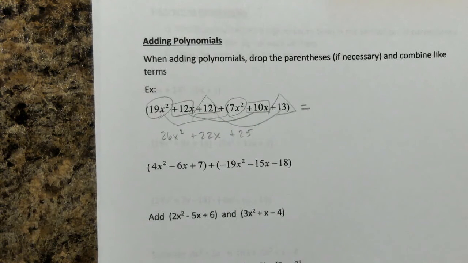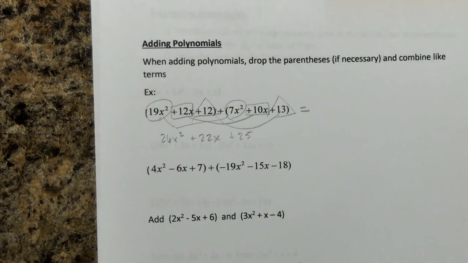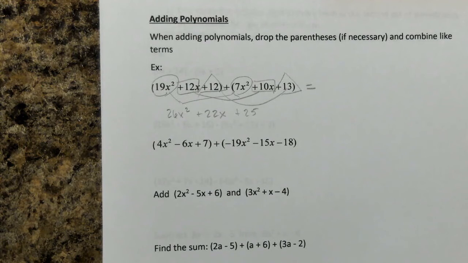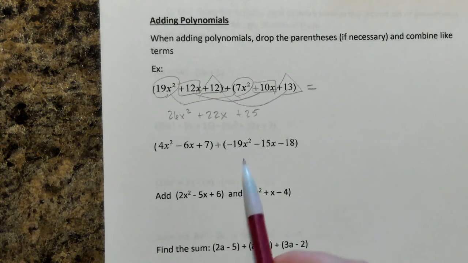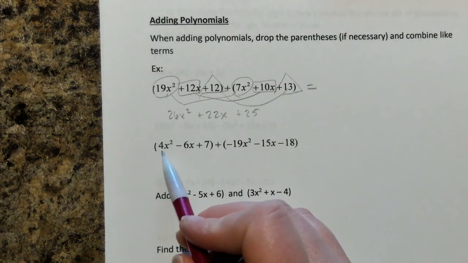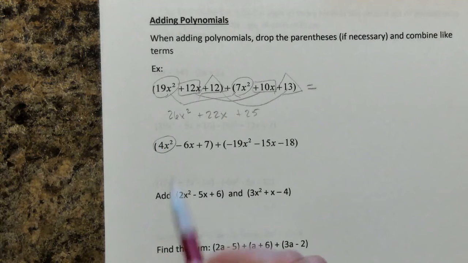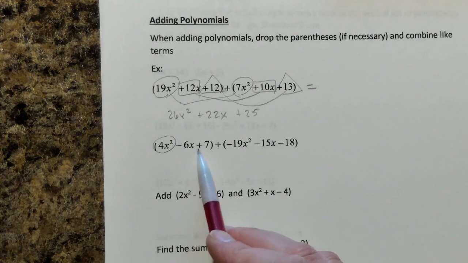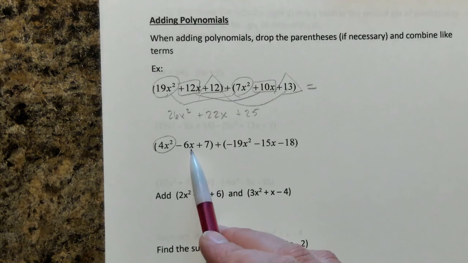And we have to know that the word sum means addition. Okay. Let's go to our next example. We have 4x squared minus 6x plus 7 plus negative 19x squared minus 15x minus 18. So let's use the same logic. I just circle my first term and look for other terms that have the same variable and same exponent. So here's an x, but doesn't have a 2, so that's not like.